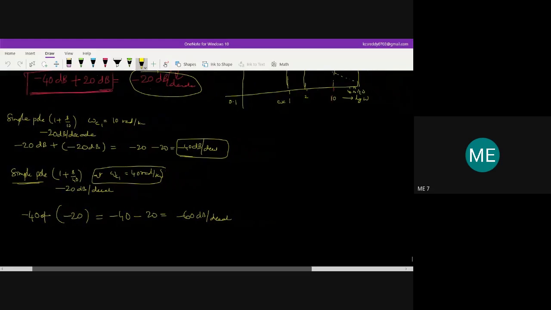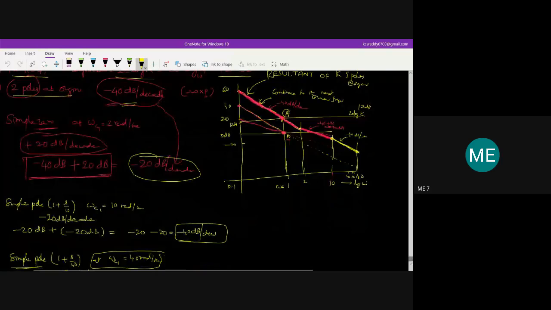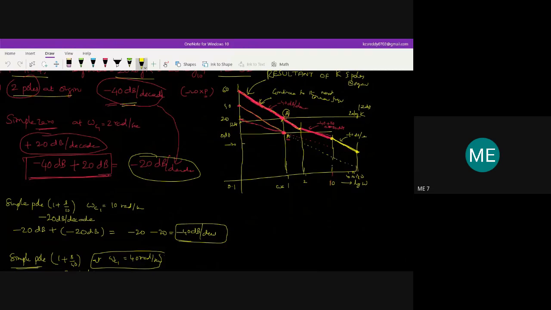So here, if you draw that resultant, from this point, the 60 dB line means I need to draw a line joining this to omega equal to 1, and then this line will be extended like this so that it will represent it. So to this line we need to draw a parallel. That line is nothing but the 60 dB line. Say for example, this is the line which represents the minus 60 dB per decade. So this is how the magnitude plot is going to be drawn.